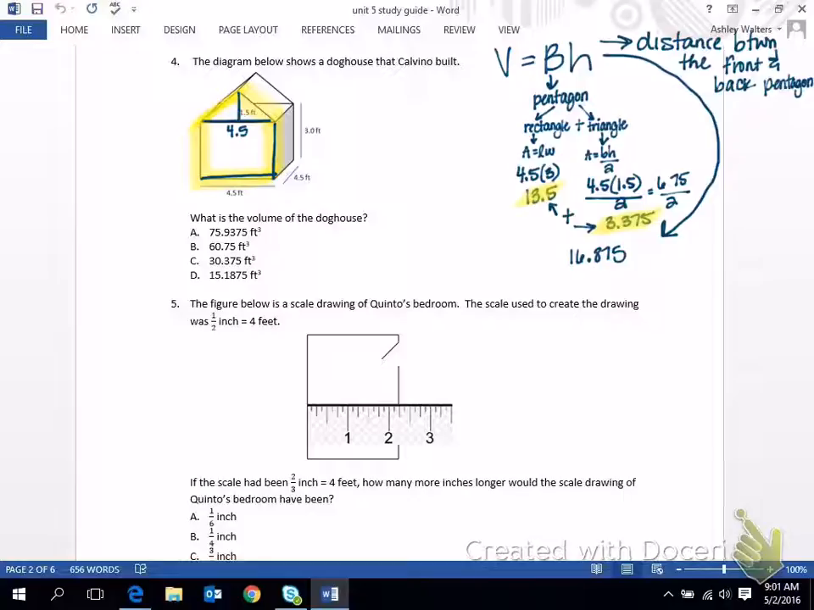Three-dimensional shapes, especially right prisms, are named by their base. So whenever you're talking about the height of the prism, we're talking about the distance between the bases. So in this case, that's why it's the distance between the front and back pentagon. And the distance between the front and back pentagon is 4.5 feet.